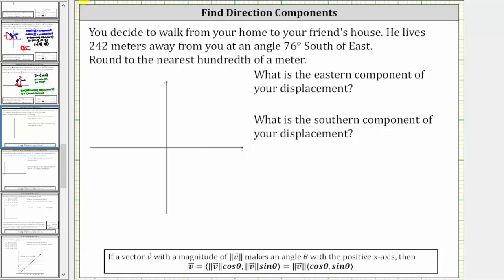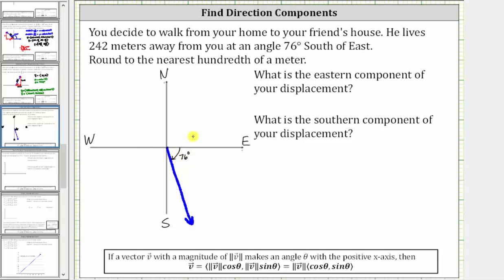Let's first identify north, south, west, and east, where north would be up, south would be down, west would be left, and east would be right. And let's represent this information using a vector where the direction of the vector is 76 degrees south of east. So if we head due east, we would turn toward the south 76 degrees, and therefore this vector here would be the vector with the direction 76 degrees south of east, where this angle here is 76 degrees.